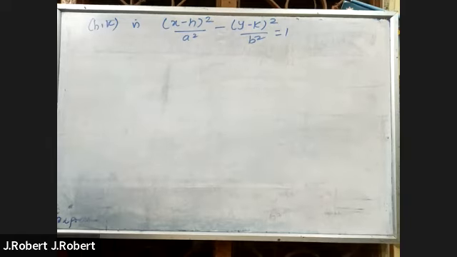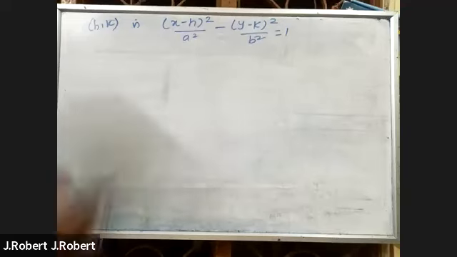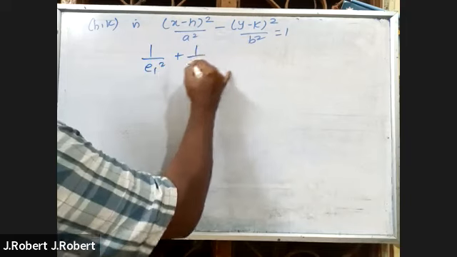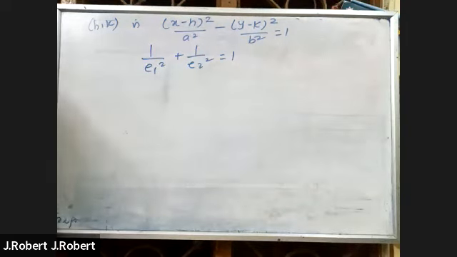The next one. If E1 and E2 are the eccentricities of the transverse and conjugate hyperbola, then 1 by E1 square plus 1 by E2 square is equals to 1. All these results are very useful for solving the problems.